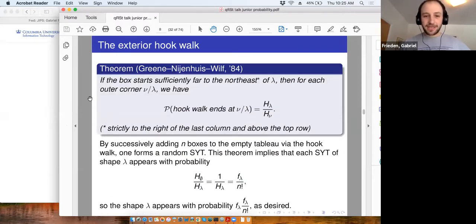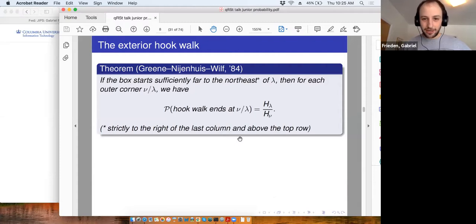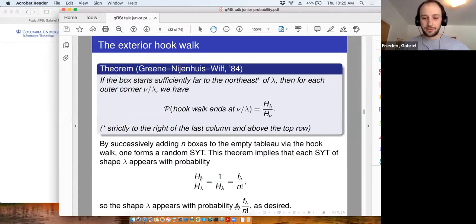Oh, and maybe I should say that there's actually another version of the hook walk where you randomly choose a box inside the partition and move it out as far as you can. And that hook walk actually allows you to prove the hook length formula. So this exterior hook walk appeared a few years later, by the same authors, in another paper, and it proves the Cauchy identity, the f lambda squared sum equals n factorial identity.